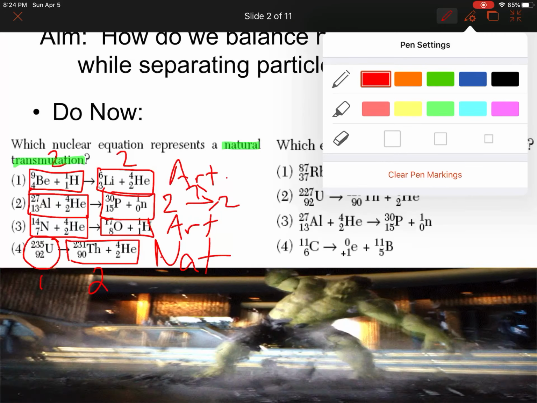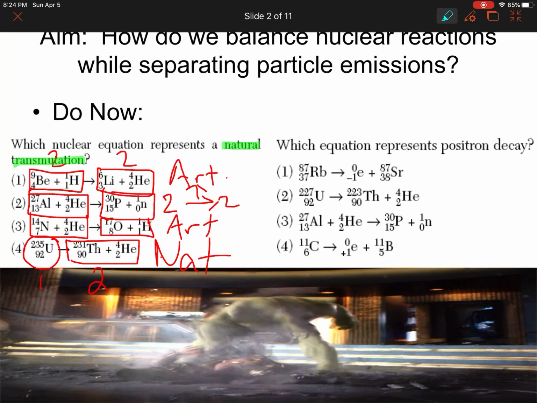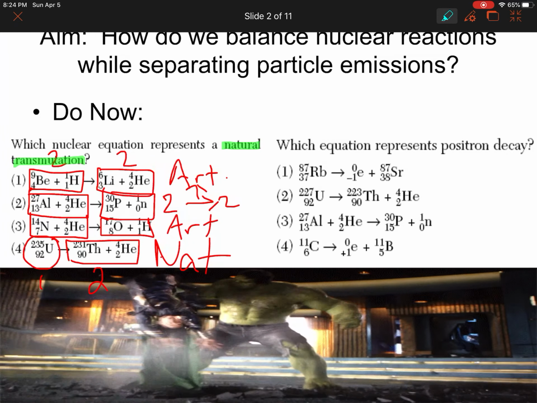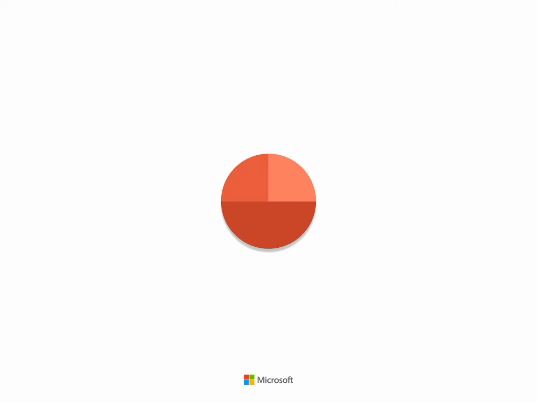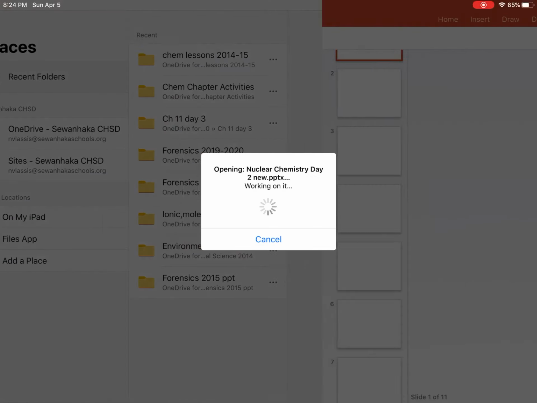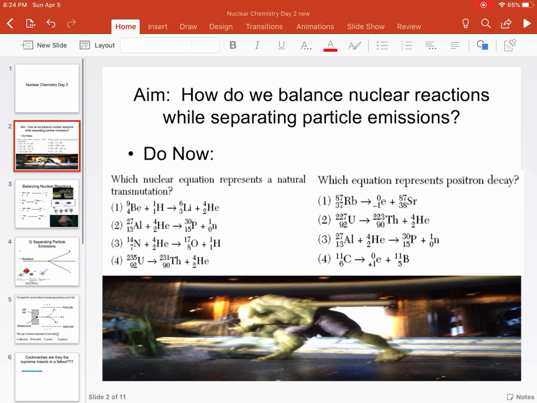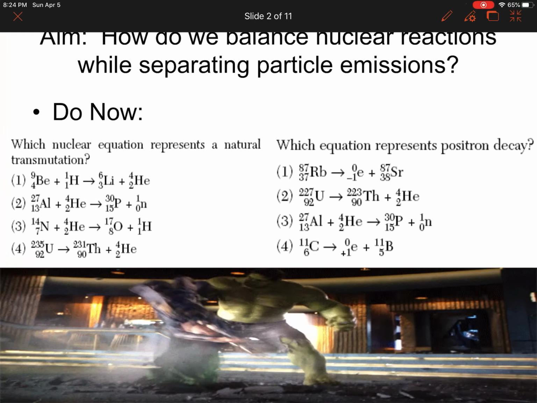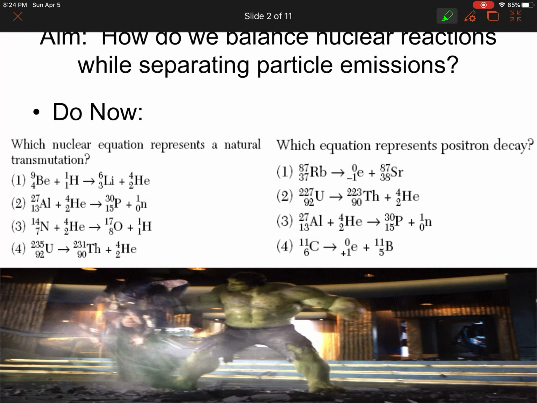All right, so do the second question yourself right now. I'll give you time. Just hit pause and answer which equation represents positron decay. Hint, go to table O. Go to table O, guys. All right, we're back.